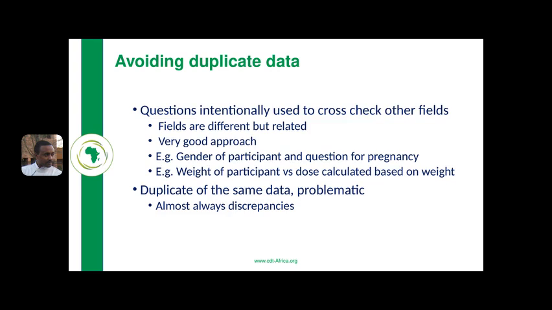For example, gender of the participant could be cross-checked with a question on pregnancy. If the participant is male, then we automatically expect the pregnancy question to be answered no. So we can cross-check gender and pregnancy, and that will be one of the bases for edit checks. The other example is weight of participant versus the dose calculated. By looking at these two, we can cross-check whether the information provided is correct or not, and if you have any discrepancies, then that is going to be sent to the sites for resolution.